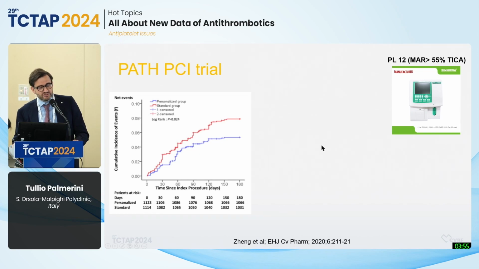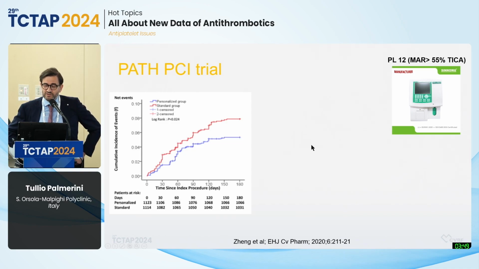We have a more recent trial, the CHIP-PCI trial, which used a novel assay, called PL12, and it measures maximal aggregation rate. If this parameter is more than 55%, the patient is defined to be resistant. And indeed, using this device, the personalized group had lower rates as compared to the standard group.